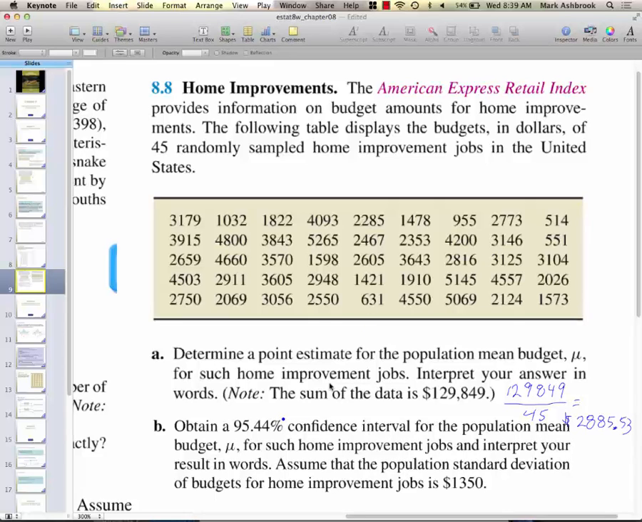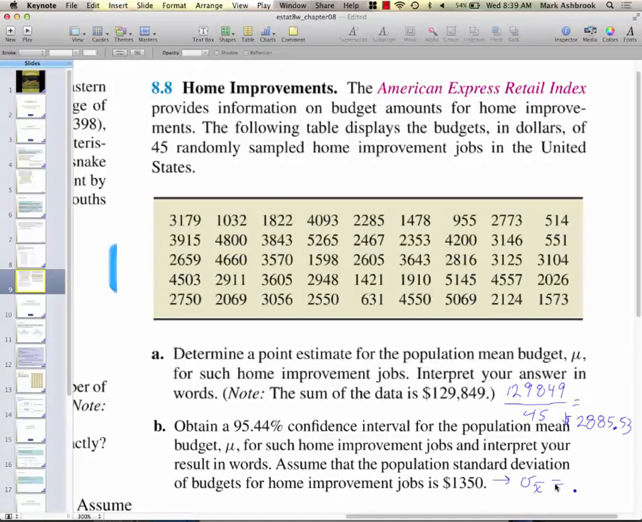So we want a 95% confidence interval for the population mean of home improvement jobs. So we're going to use our point estimate and build an interval around it and say, okay, we're 95% sure that the actual population mean is within our interval. Okay, so we're going to assume that the population standard deviation is 1350. So what do we need?